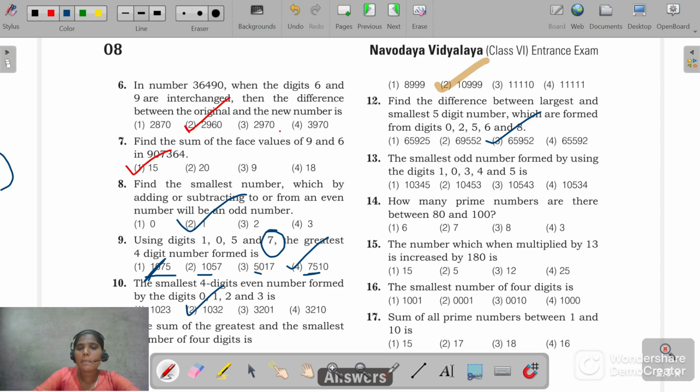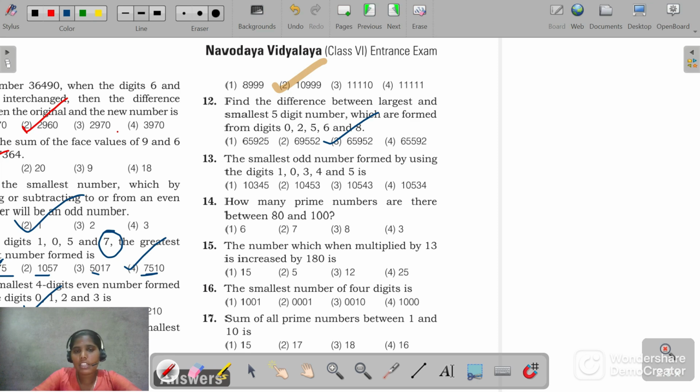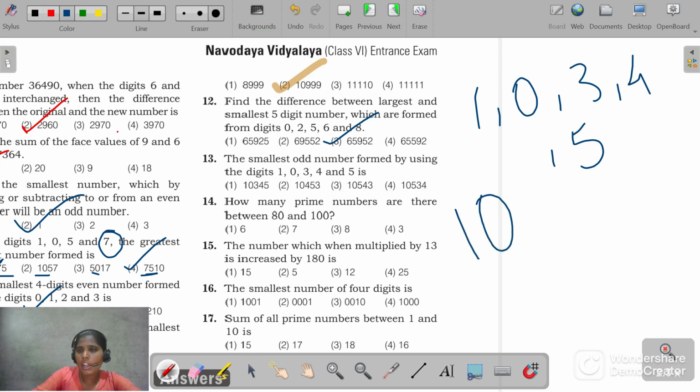So the next question: the smallest odd number formed by using the digits. We'll just see here itself, all the digits are there. That is 1, comma, 0, comma, 3 and 4 and 5. So we have to find an odd number, that too the smallest. So the order should be this itself, right? Because we can't put 0 in front. We'll write it 3, 4 and 5. They asked us for the smallest itself. So this is the easy way of writing the answer. So we can find this option here in option 1.